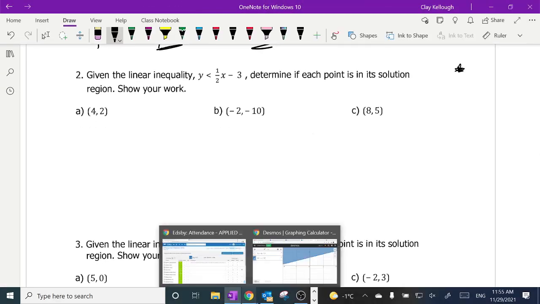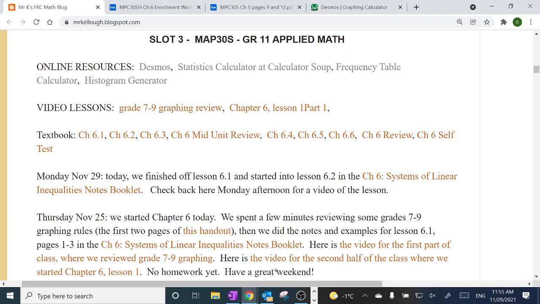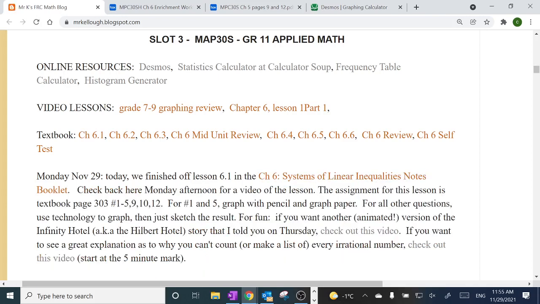So the textbook assignment, as you can see right here from the blog, that's not my blog. There's the blog. The textbook assignment is page 303, 1 to 5, 9, 10, and 12. Just for practice, for number 1 and 5, try graphing them yourself with graph paper and don't touch your calculator. For all other questions, 2, 3, 4, 9, 10, 12, you can use either the TI or Desmos, whichever you like better.